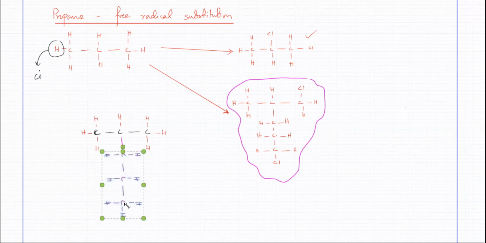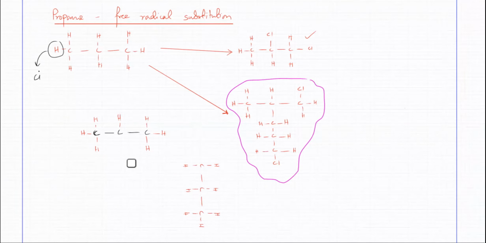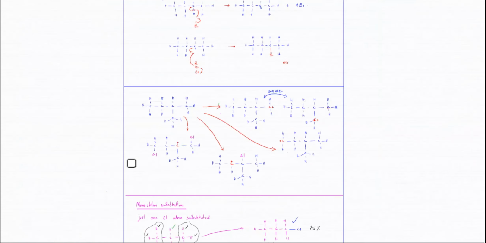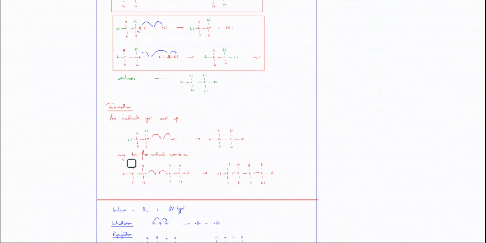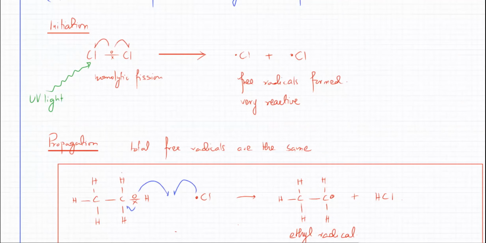Remember you had propane, right? So I'm just going to take this off. So you had propane. I told you that in the first step of free radical substitution, what happens? Like if you go back, the first step is initiation. That's where the radicals are formed. The Cl radicals are formed.